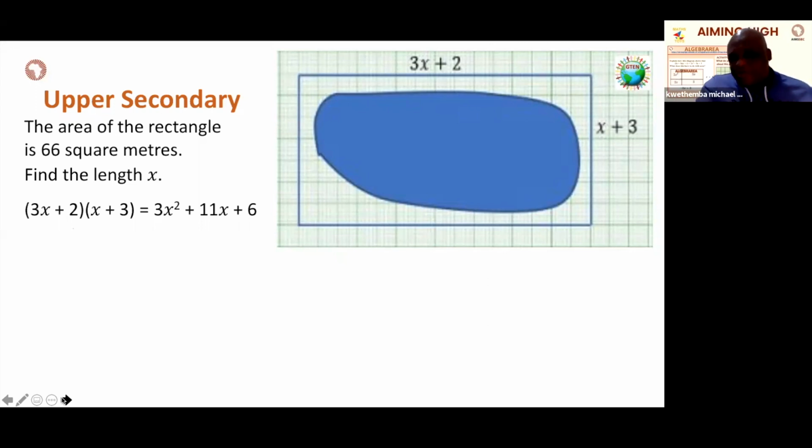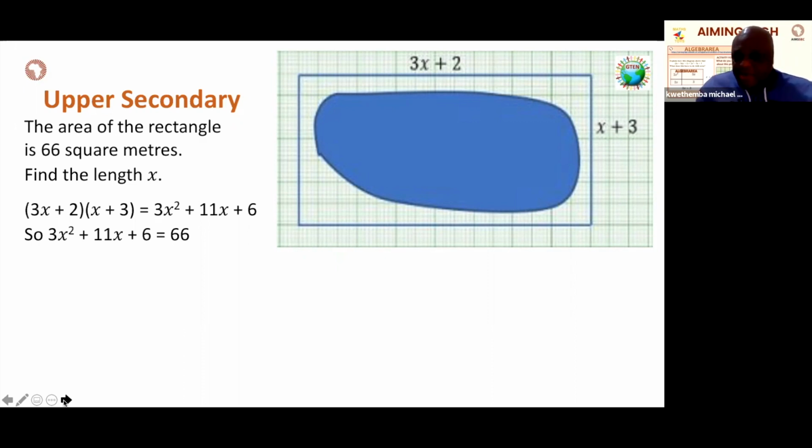With all we've been discussing before, students are bound to think, what if I multiply 3x plus 2 by x plus 3? What is it that I'm calculating there? They will appreciate that they're actually finding the area. Multiply out those two expressions, you get 3x squared plus 11x plus 6. But we are told that the area of this particular rectangle is numerically equal to 66.